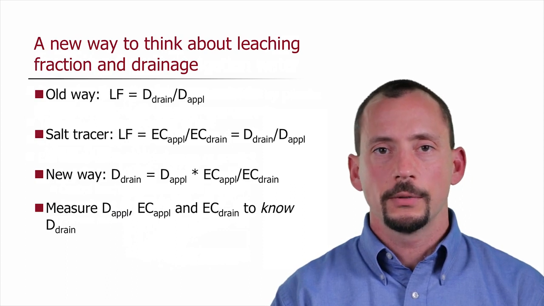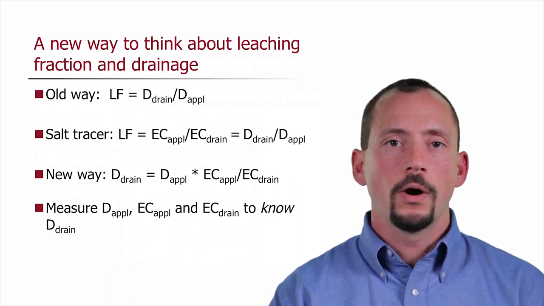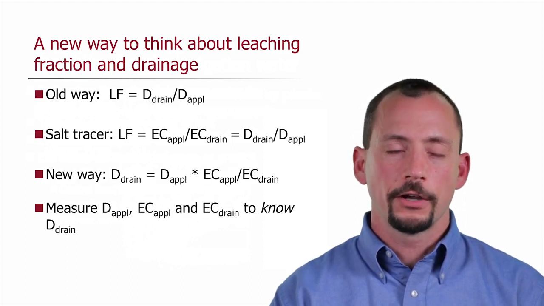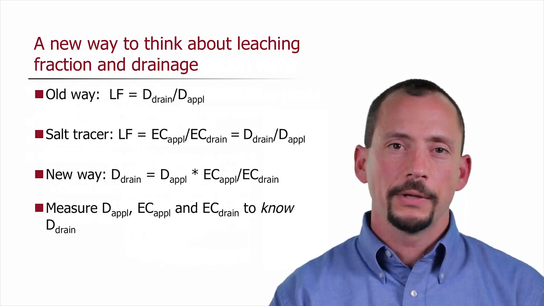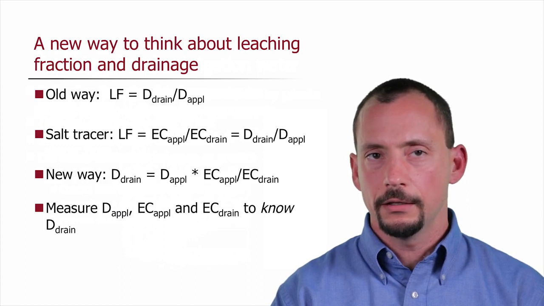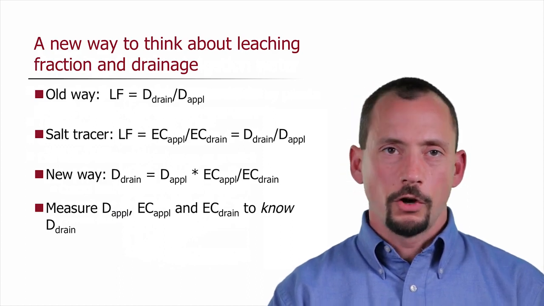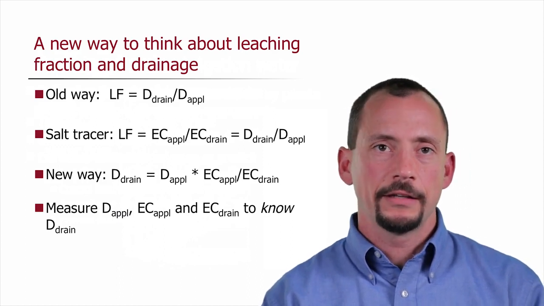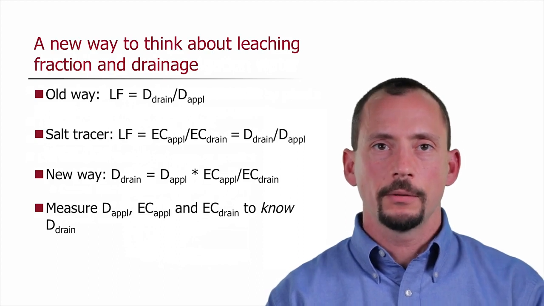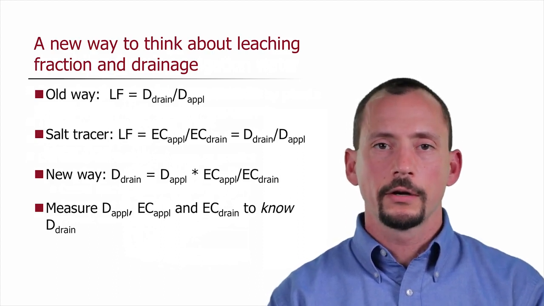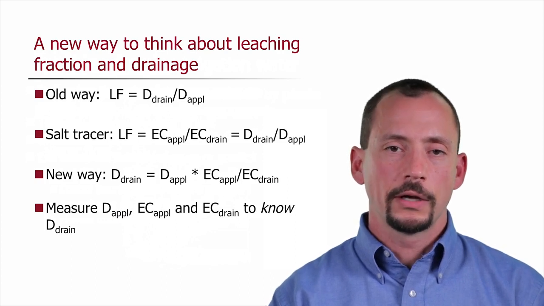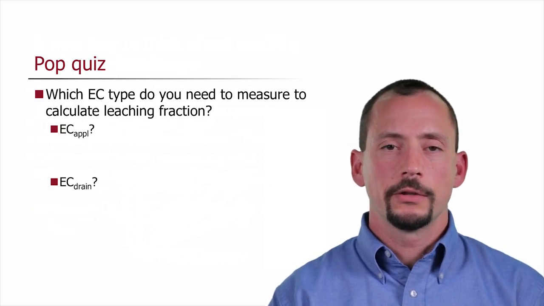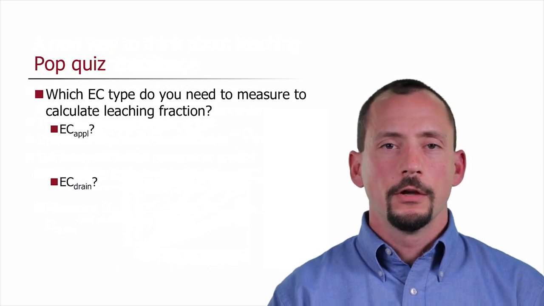And this is pretty important, because what farmer would not want to know how much water they're flushing through their root zone, and how much water is being lost that they're paying pumping costs for that they don't really need to pay. So measure the applied depth of water, measure the EC of the applied water and the EC of the drainage water, and that gives you your drainage fraction, or the depth of water that's drained through the soil profile.